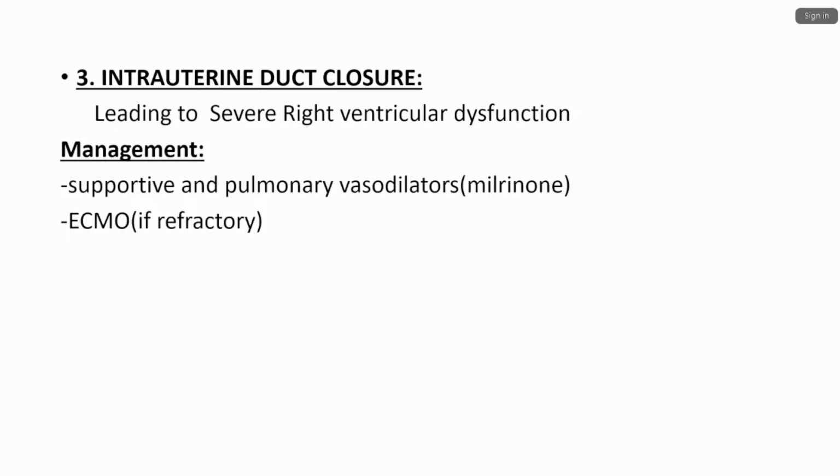And the third is intrauterine duct closure. Whenever there is an intrauterine duct closure, the baby will end up in severe PPHN with a severe right ventricular dysfunction. In this also, mostly iNO won't respond. So the main treatment will be pulmonary vasodilators, and if there is refractory PPHN, we need ECMO for this.